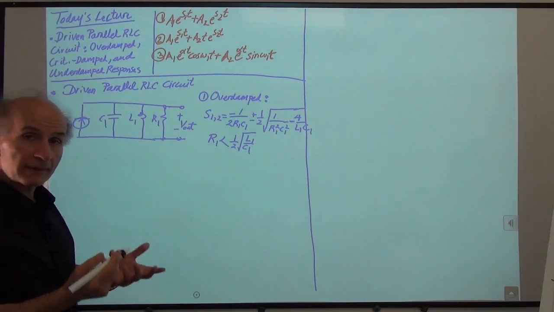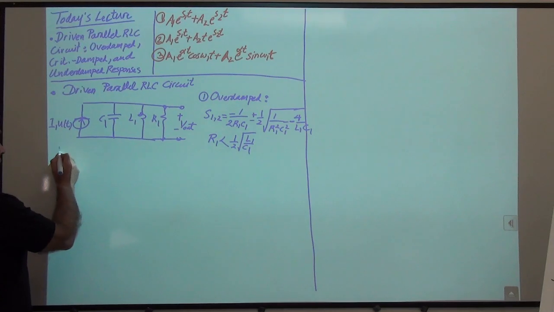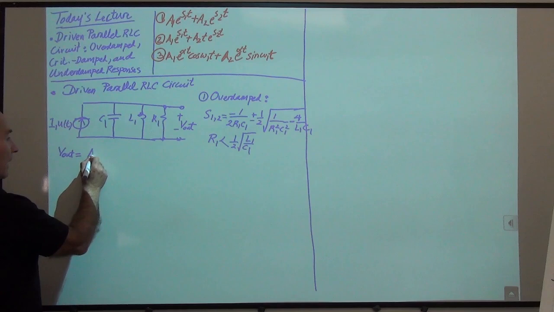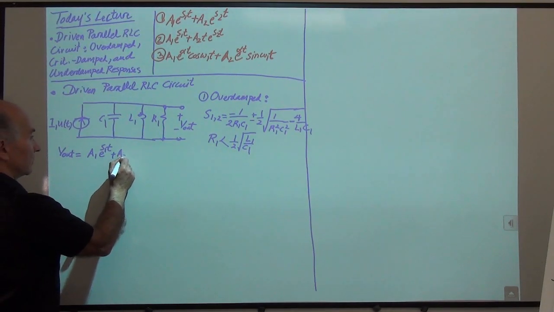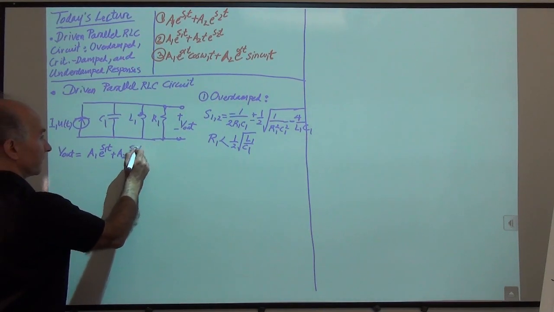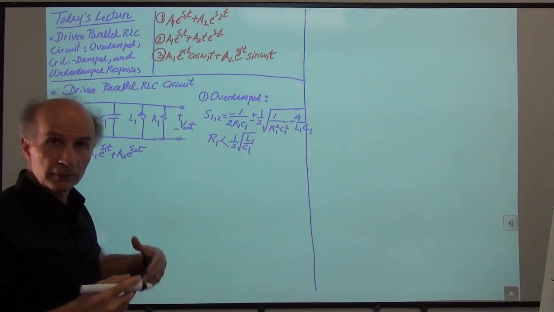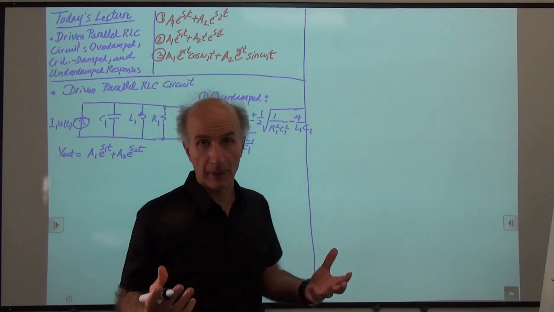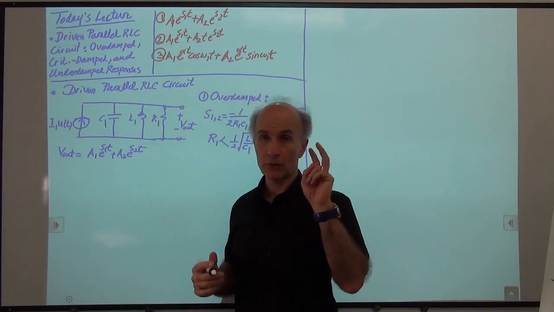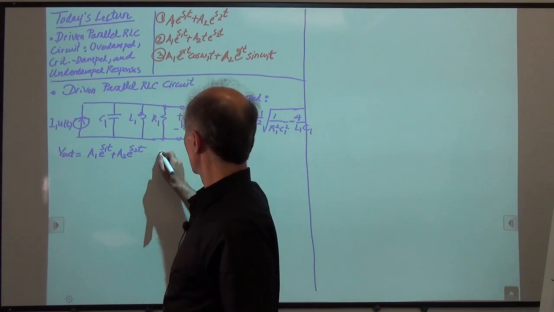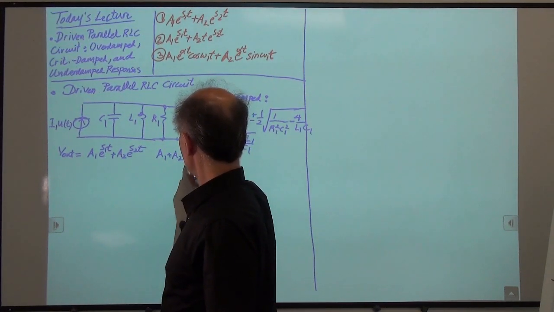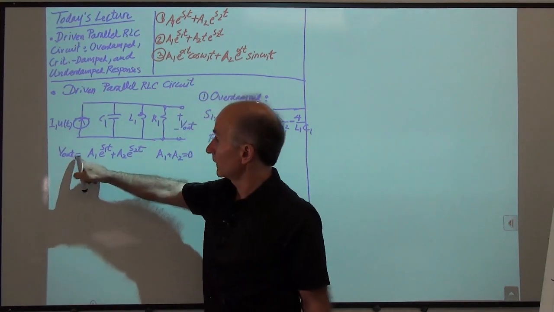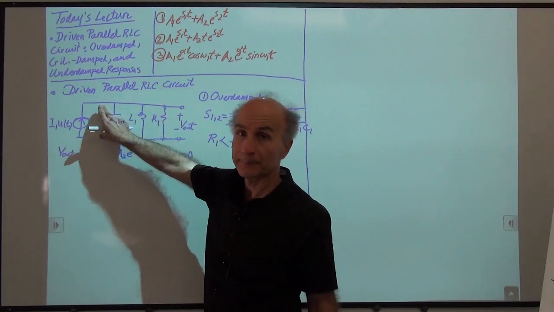Okay, so last time we said that the output voltage can be expressed as A1 e to the S1t plus A2 e to the S2t. And then we found how A1 and A2 came about, right? We said that we have to enforce two initial conditions. So A1 plus A2 is 0, because that's V out at 0 plus, which is 0.